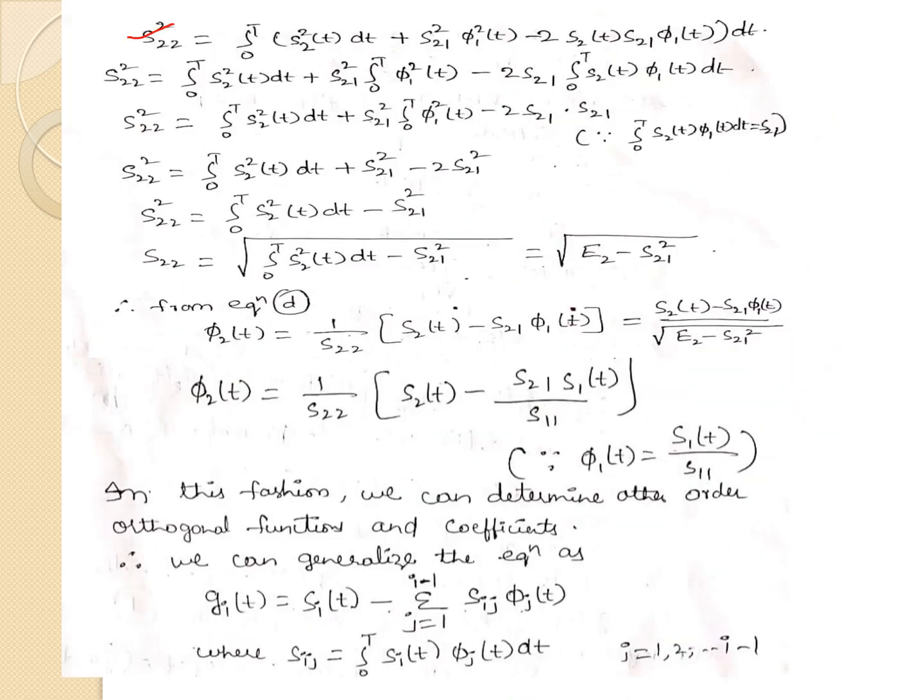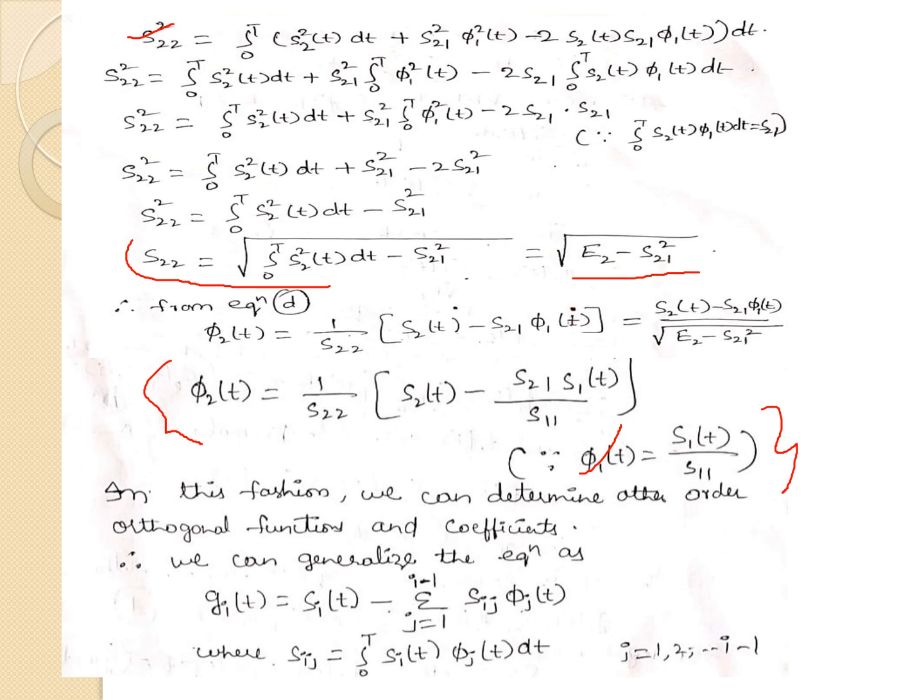Here, squaring and integrating the given equation, we get S22 equal to the square root of E2 minus S21 square. From the equation we get to know that phi 2 of t is equal to 1 by S22 times S2 of t minus S21 S1 of t by root E1. Therefore, phi 1 is equal to S1 of t by root E1.